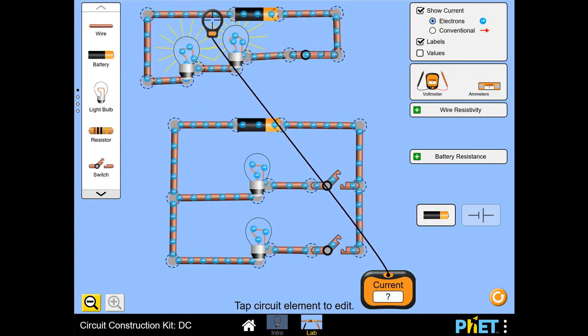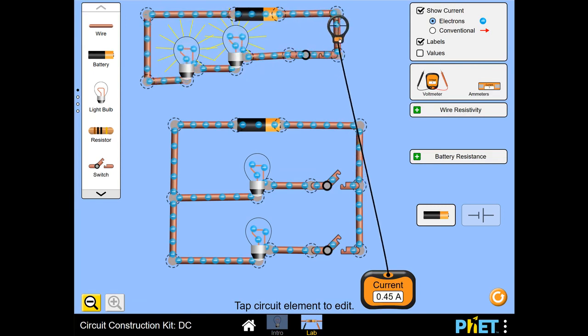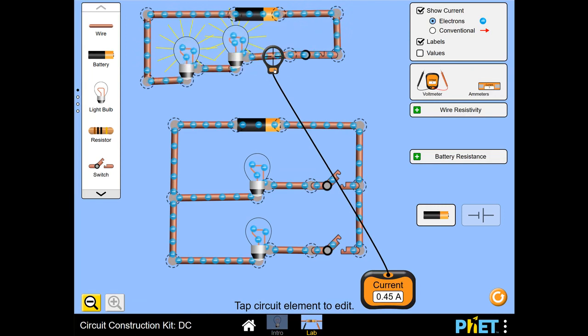Everywhere. Now I haven't got it on top. I can't get it up there. Okay, but it would also read 0.45 there. So wherever I put it, it's going to read 0.45.